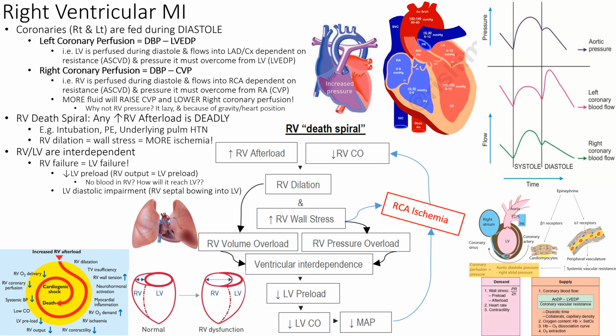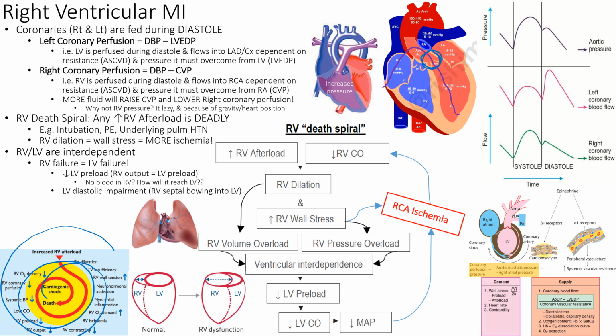And then why is it bad? Why is it deadly? So this is the downward spiral, as you can see. It's a huge spiral of death that happens when you have RV failure. All right, so again, the coronaries are fed during diastole. Our coronary arteries are blocked by the aortic valve, and it's not until after it closes, during systole, that during diastole we are able to perfuse our coronaries.